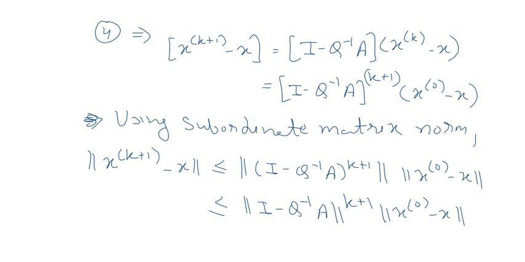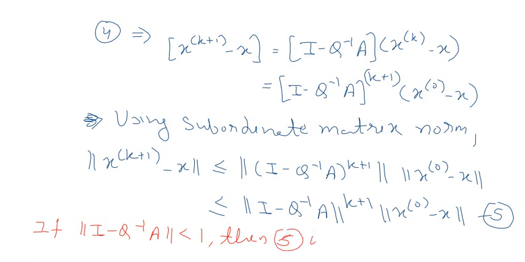Now from 5, if the norm of I minus Q inverse A is less than 1, then 5 implies that the limit as k goes to infinity of the norm of x_k minus x equals 0.